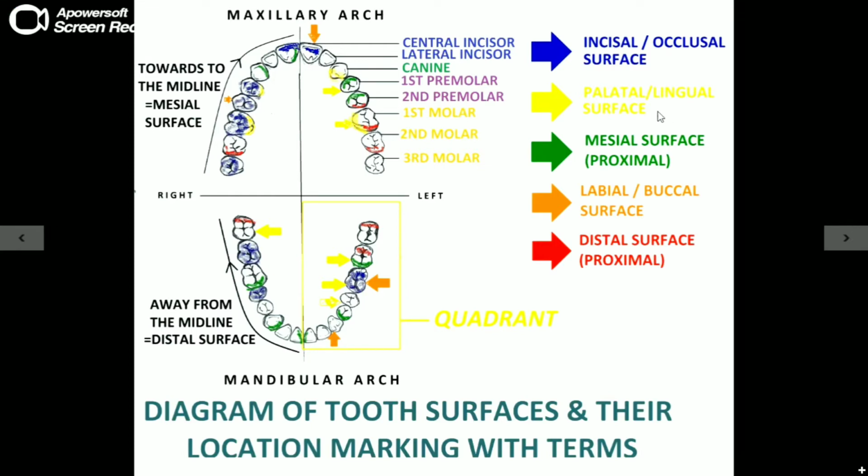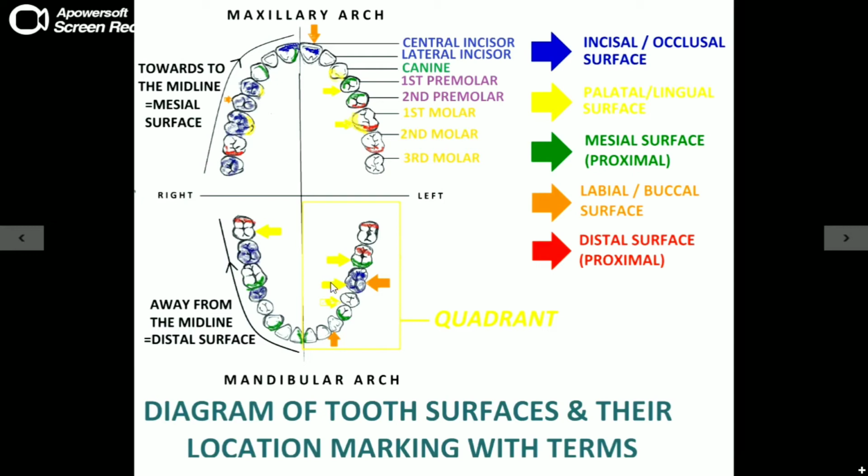So next, palatal or lingual surface. The surface of the teeth facing towards the tongue is called the lingual surface. In the case of maxillary teeth, sometimes we use palatal surface interchangeably with the term lingual surface. Here we see the tongue situated, and this area in the mouth we call the palate, in the maxillary arch, and in the mandibular arch here is the tongue.